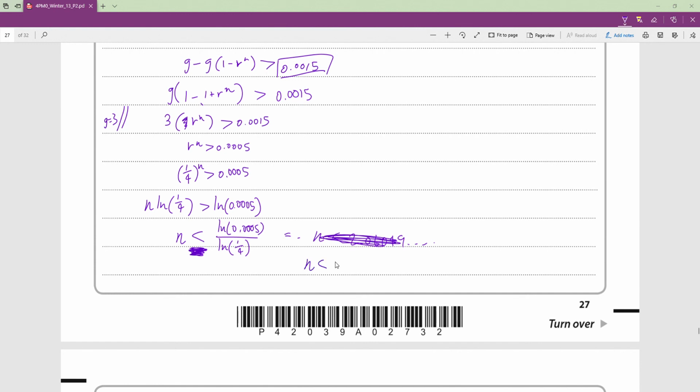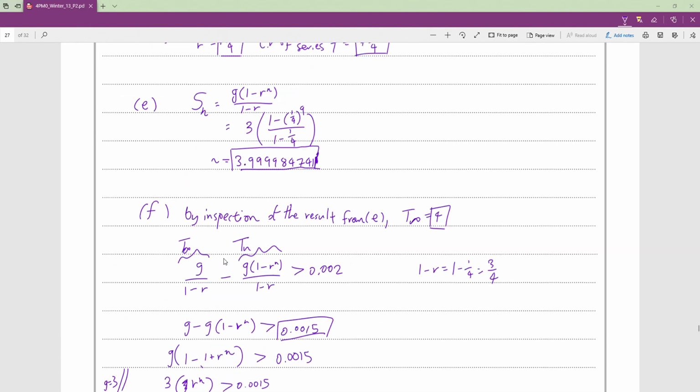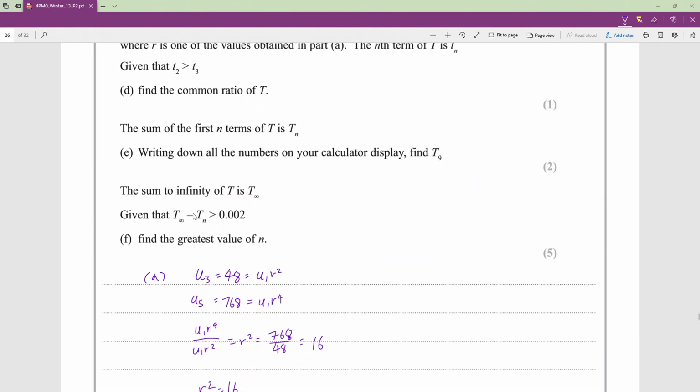N is less than 5.48289, and so on. So n equal to 5 is the highest integer for which the condition is still true.